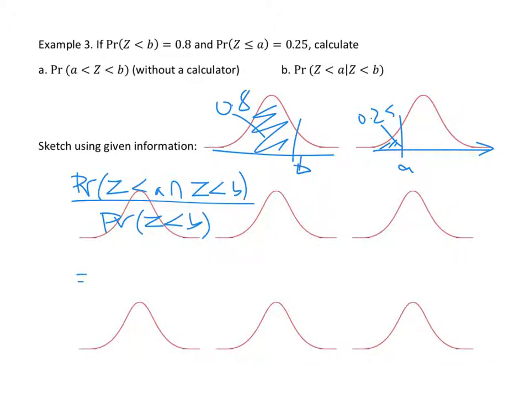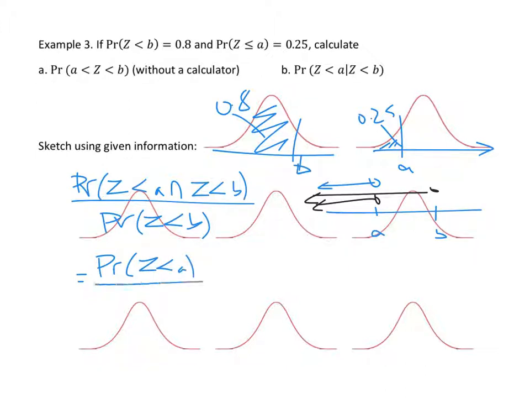Now if I draw a little axis over here, we'll have a and b. Z less than a is over there, z less than b is over here, and so the answer is the overlapping section, which is z less than a. So hence we have the probability of z less than a over the probability of z less than b. And this one doesn't need any diagrams, you just plug in what you have. So it's 0.25 divided by 0.8, which is 0.3125.